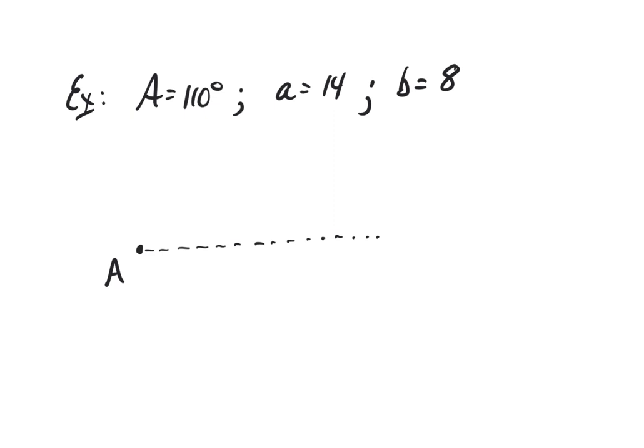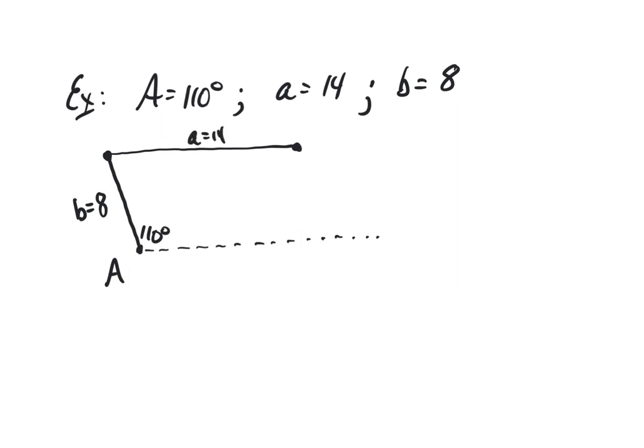Side B is 8 units long, so we draw in a side that is 8 units long. And the angle at A again is 110 degrees. This time our other side, A, is 14 units long. I'm going to draw it almost horizontally just so you can get the feel for it. So A is then going to be 14 units long.